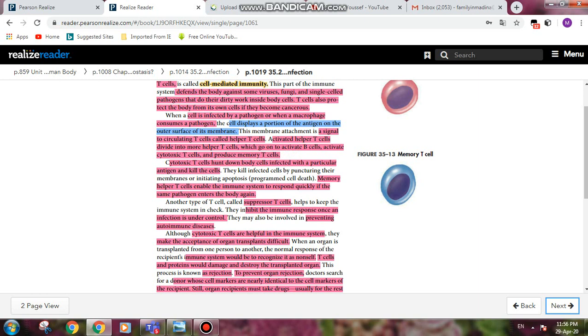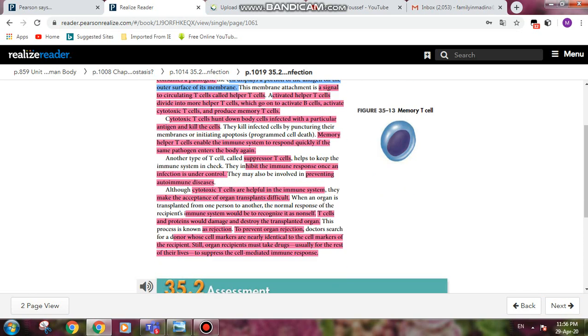And then the activated helper T cells divide more and more to give T cells, if you remember the image, and they also activate B cells, activate the cytotoxic cells and produce memory T cells. The cytotoxic T cells hunt down body cells infected with a particular antigen and kill the cell. And the memory helper T cell enables the immune system to respond quickly if the same pathogen enters the body again.